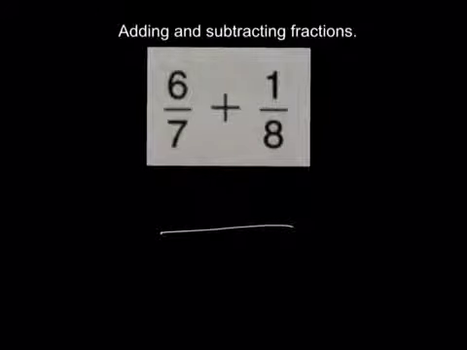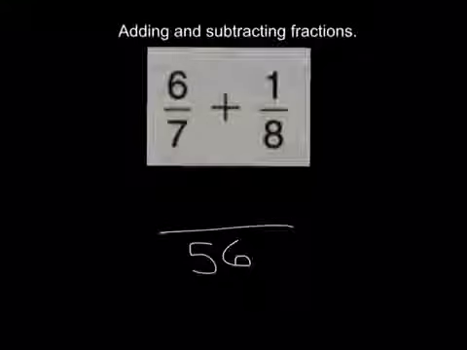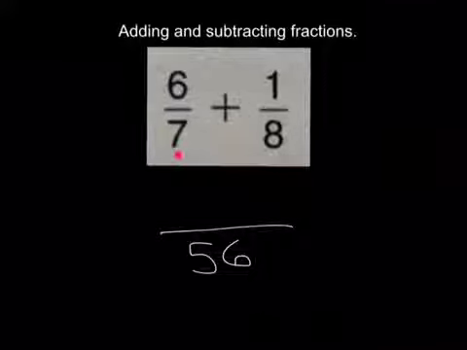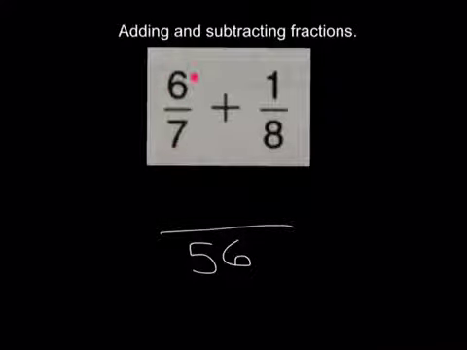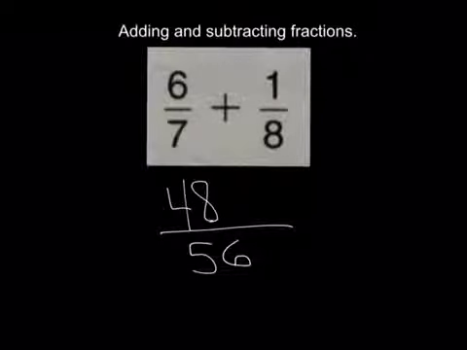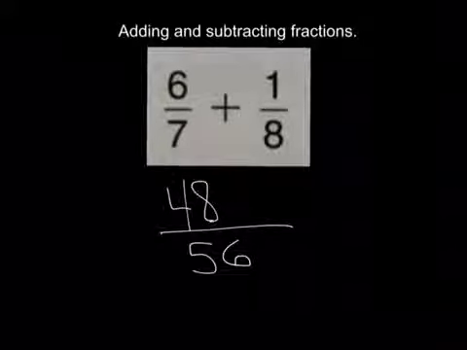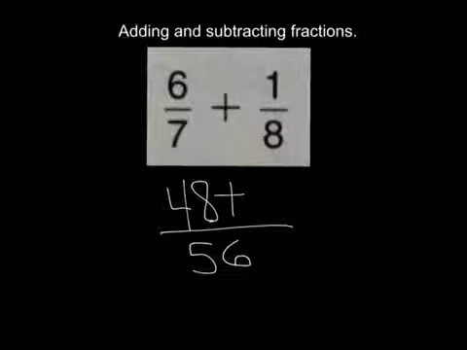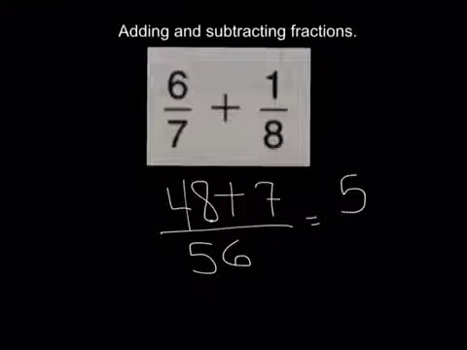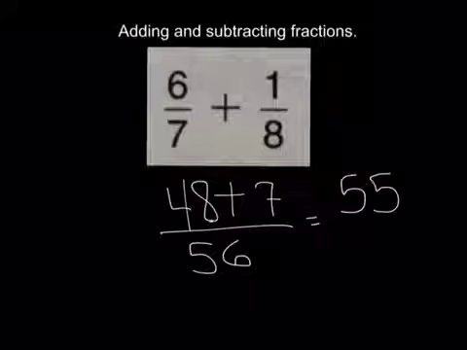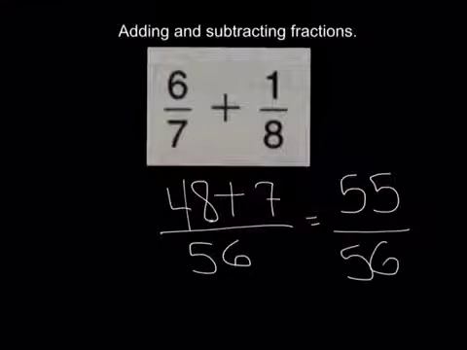7 times 8 equals 56. You must do to the top whatever you did to the bottom. I had to multiply 7 times 8, so I have to multiply 6 times 8. 6 times 8 equals 48. I had to multiply the 8 by 7, so I must multiply the 1 times 7, and I get 7. Okay. And now I just simply add. 48 plus 7 is 55 over 56.